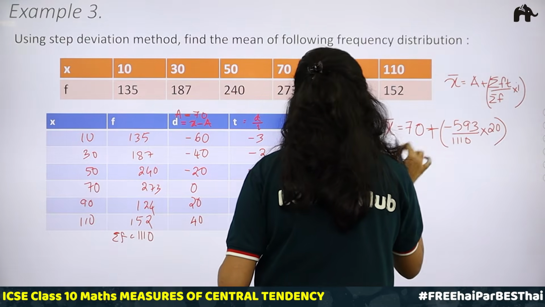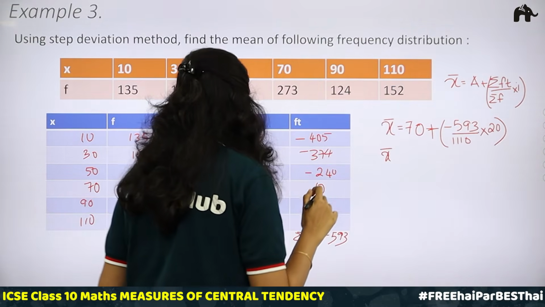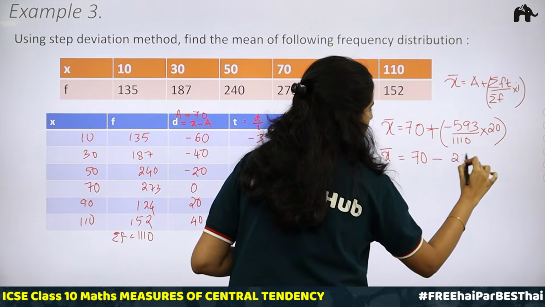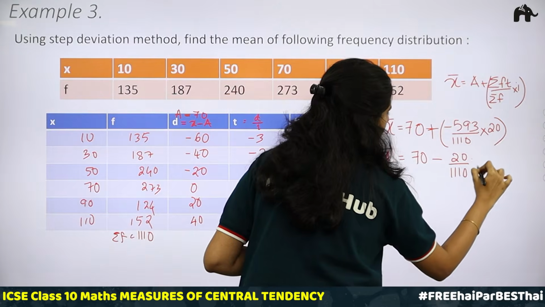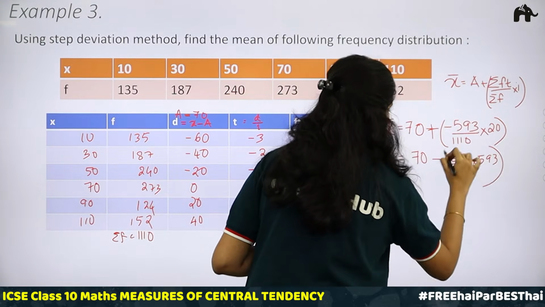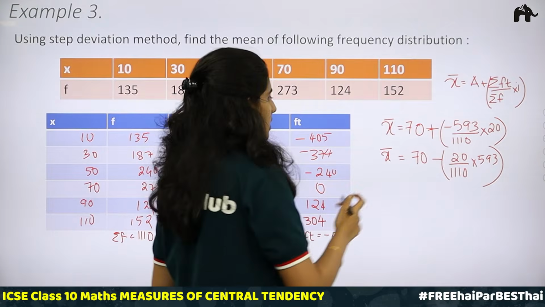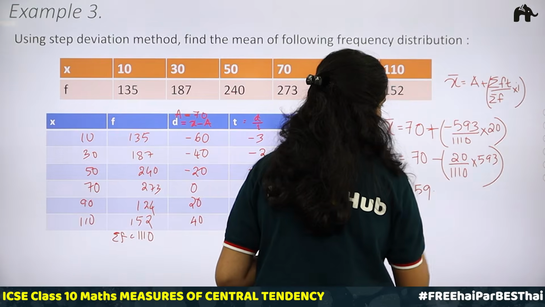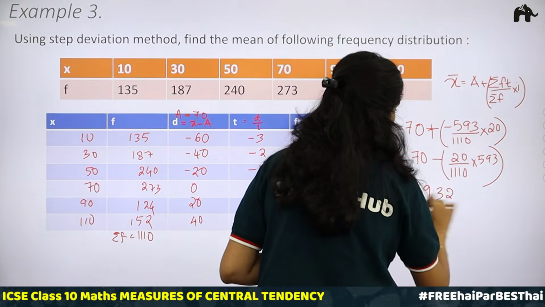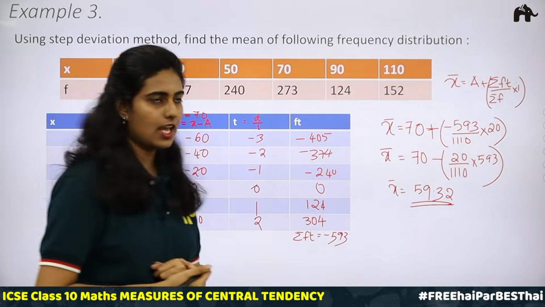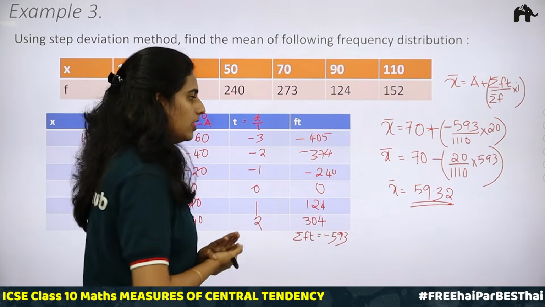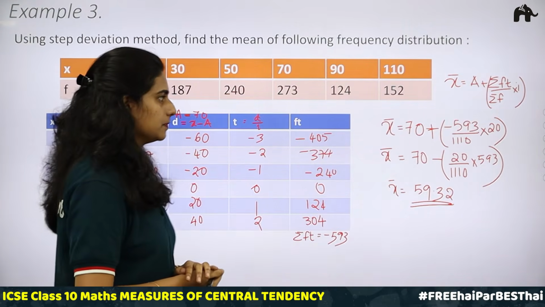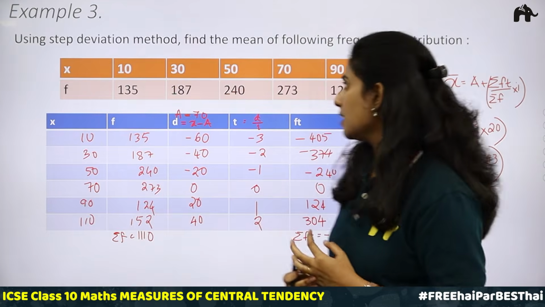So sigma x value, mean is equal to 70 minus 20 divided by 1110 into 593. So do the calculation, you will be getting the final answer. Mean is equal to 59.32. Okay, 59.32 is your final answer. If you calculate this, you will be getting the final answer. Clear? Understood? So here we have used the step deviation method.